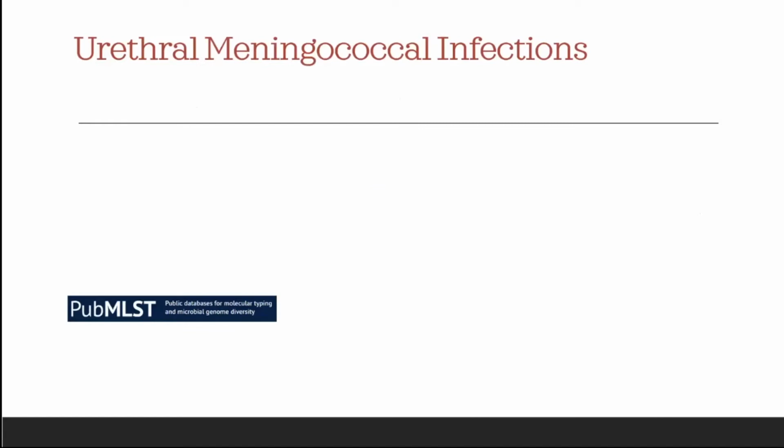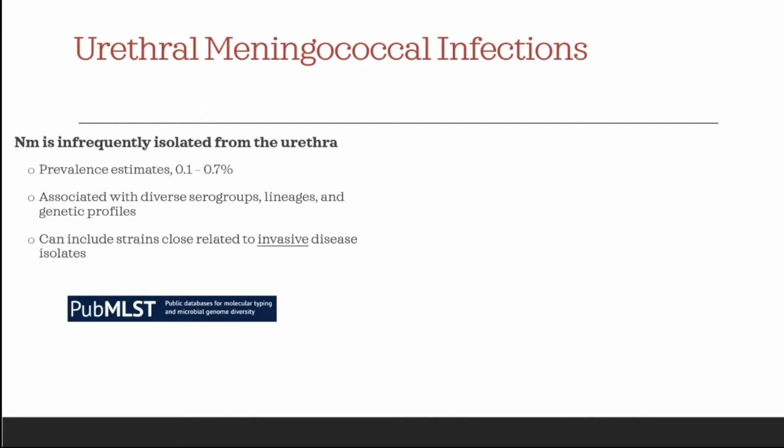So just to illustrate how PubMLST can be used, we'll go through an interesting story of meningococcal evolution, the urethral meningococcal infection story. Over in the database, there are isolates from the urethra. Neisseria meningitidis is infrequently isolated from the urethra, prevalence estimated to be 0.1 to 0.7. It's associated with diverse serogroups, or these isolates are from diverse serogroups, lineages, and genetic profiles.